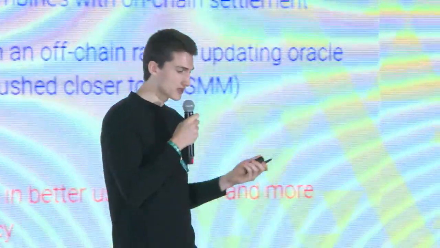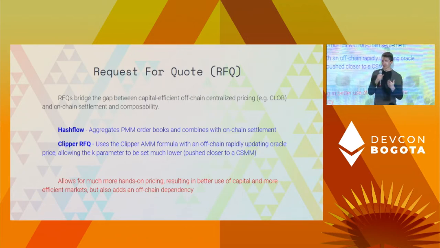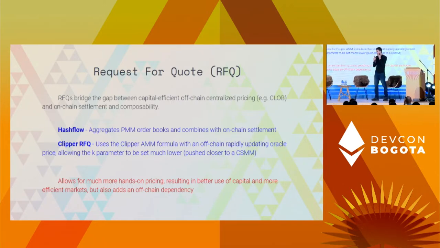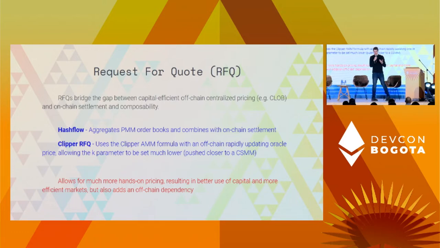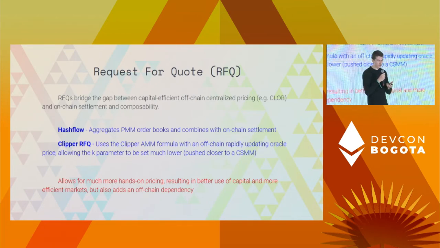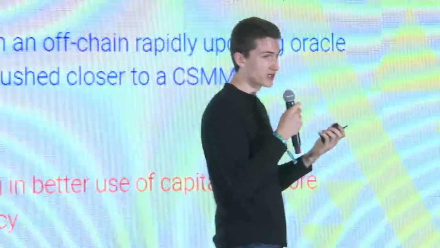So the first thing I want to cover are request for quote systems. I alluded to this earlier, and essentially what this is, is it allows the market maker to do completely off-chain pricing, right? So you can either leverage a real-time oracle, or you can leverage actual traditional professional market makers that are constantly manipulating the order book. And you can then provide an API that anyone can hit, and they can get a quote and a signature with that quote. And you can then take that quote and signature on chain, and you can then execute it and compose it with all these other AMMs as well.